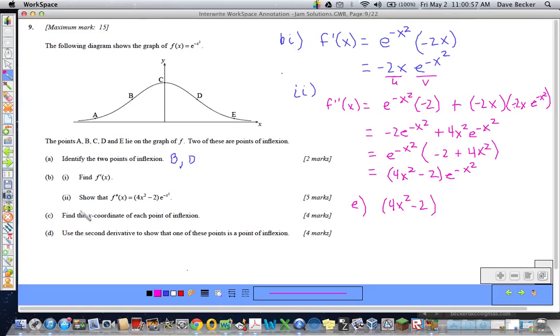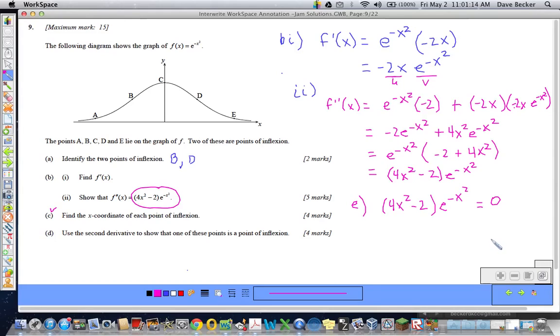Note to self, I did not have to be able to do part B-II in order to do C because they gave me the second derivative. Excuse me, didn't they?